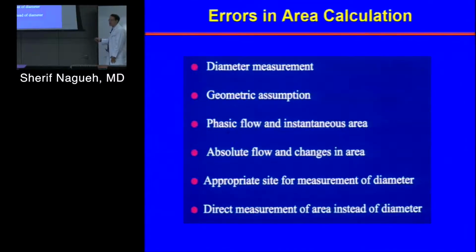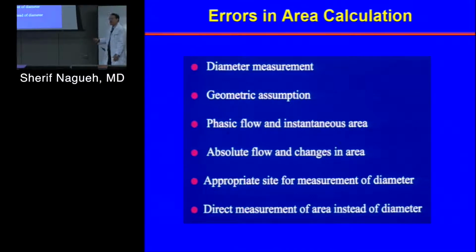So that's a problem. A geometric assumption, we touched on that briefly. We say it's a circle when it's an ellipse. We talked about the issue of phasic flow and instantaneous area. The area in many places, and most noticeable, for example, across the mitral annulus, is not a constant throughout the duration of flow across the valve. It changes. And so if I measure it in one phase or in one point in time and assume that this is how the diameter is and therefore how the area is going to be for the duration of diastole, there would be error.